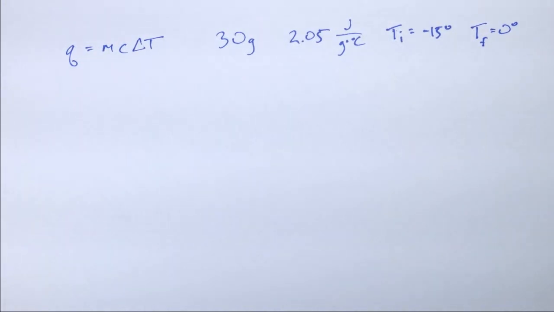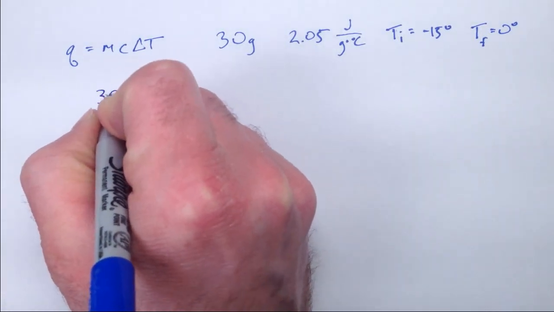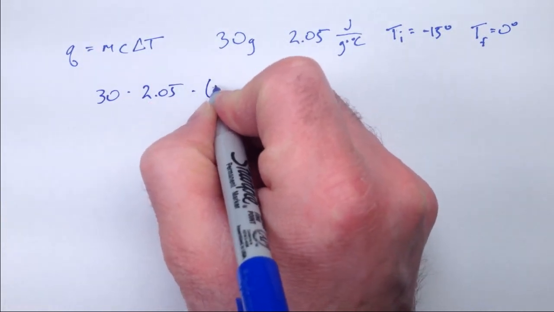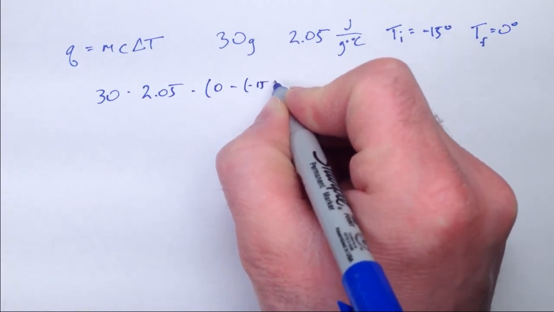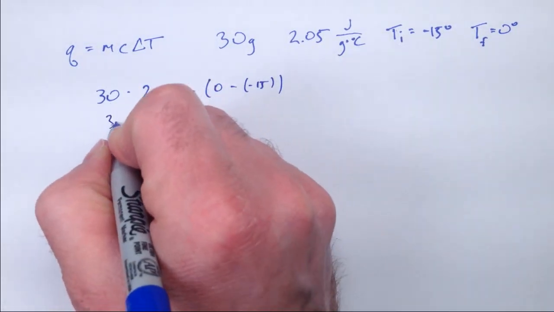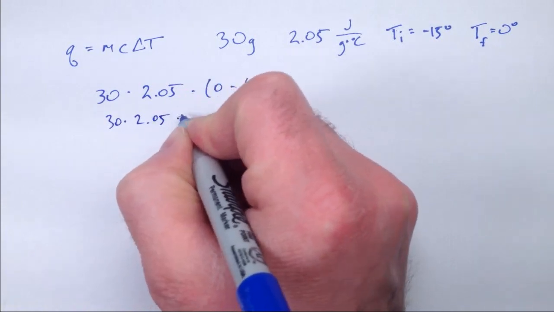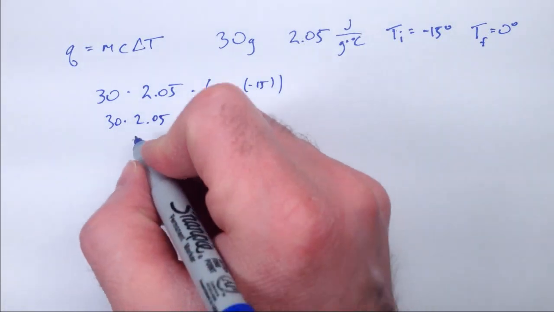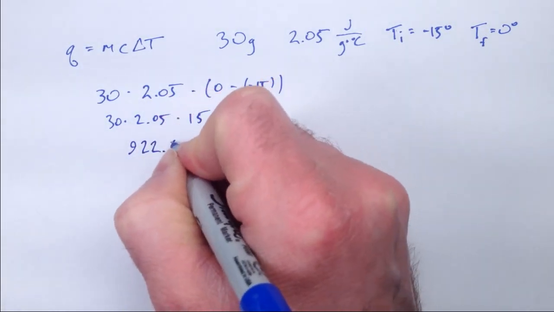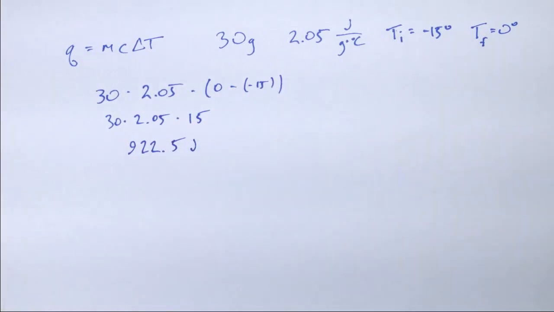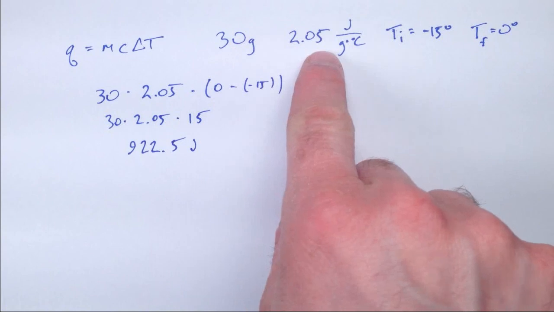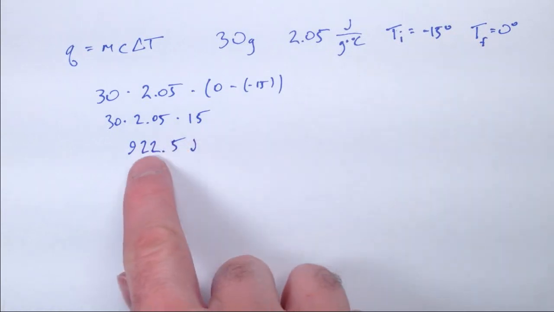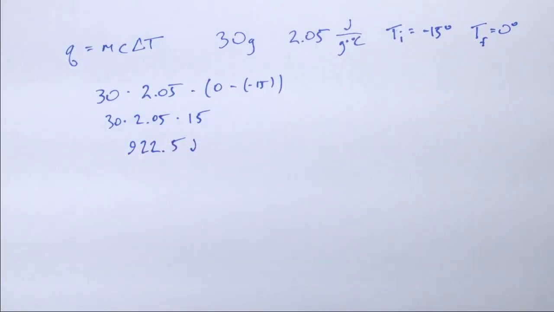Okay, assuming that you've done that now, let me work it out. That would be mc delta T. In other words, it's 30 times 2.05 times 15. And calculator says that's 922.5 joules. So just to get 30 grams of ice from the freezer's negative 15 up to a melting point of 0 is going to take 922.5 joules.